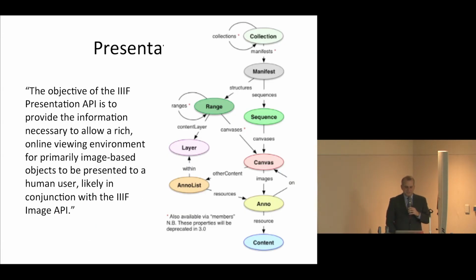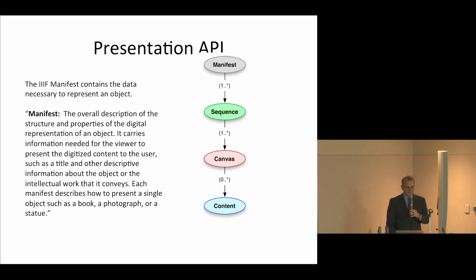I'll talk a little bit next about the presentation API. The objective of the presentation API is to provide the information necessary to allow a rich viewing experience in a software client, likely in conjunction with the IIIF image API. The core or central object really in the presentation API is the manifest. And the manifest contains the data necessary to represent an object. It contains the structure, the sequence of images and so forth, and also metadata that's intended to be displayed to the user. So not structured metadata, but display metadata.